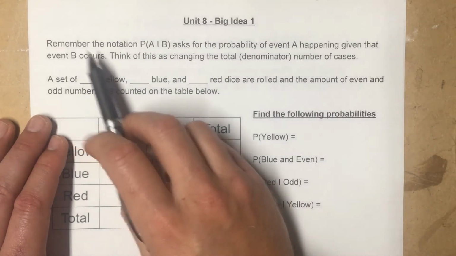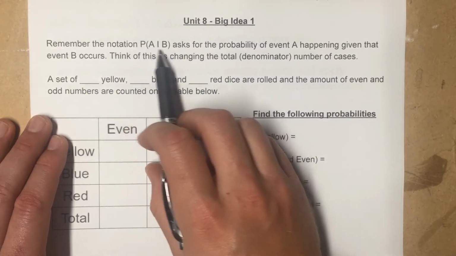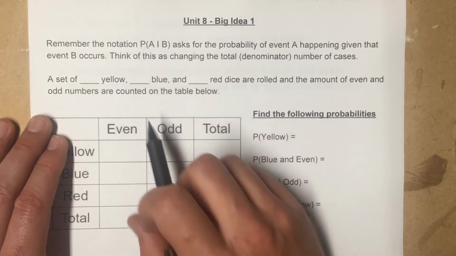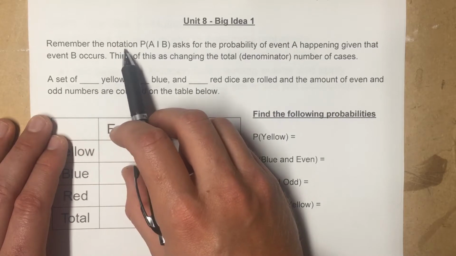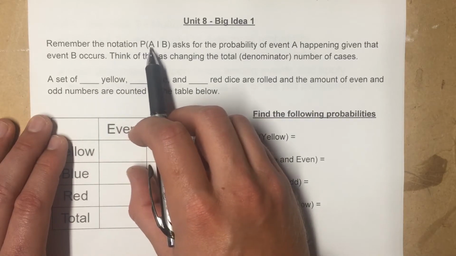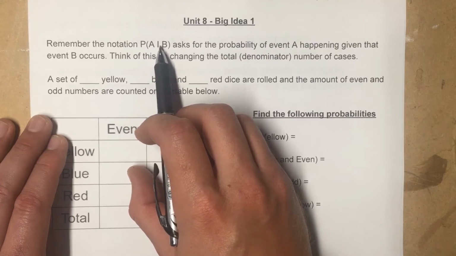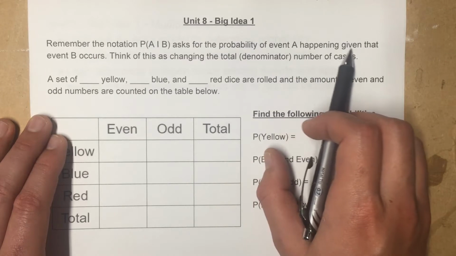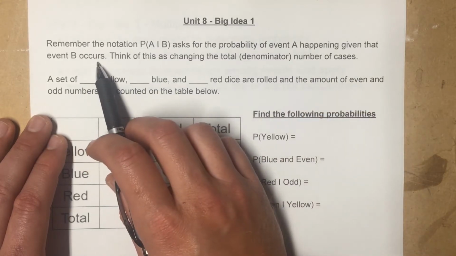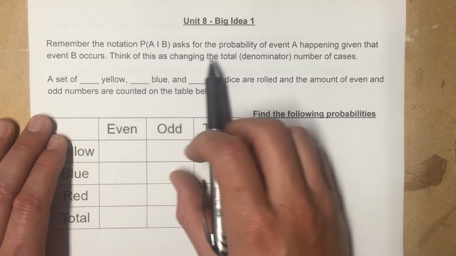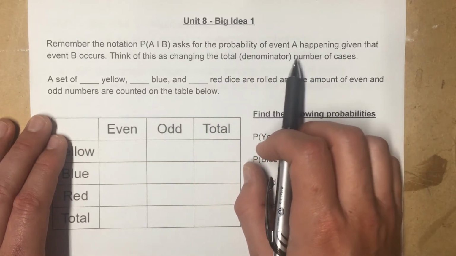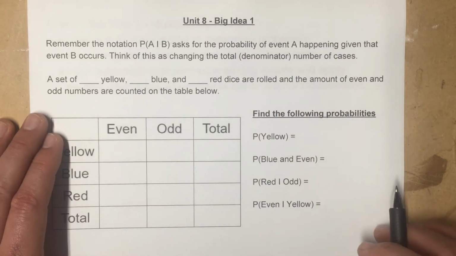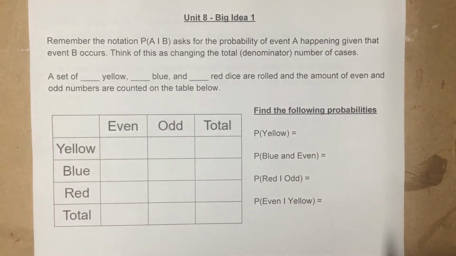So let's look at this notation first. Hopefully you've already seen some videos where you know what this means, but let's just remind you first that the notation, probability of event A given that event B, asks for the probability of event A happening given that event B occurs. So I like to think of this as changing the total number of cases, which is going to be your denominator. And we're going to see two examples of this coming up.